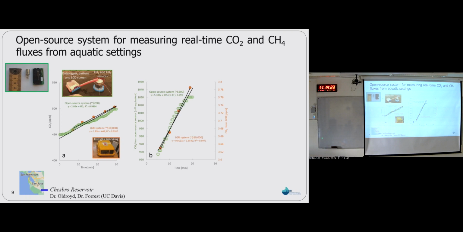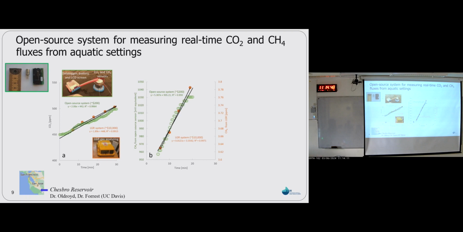You put a chamber on the soil or on the water body, and what is being emitted from the surface is being accumulated in that chamber. You are measuring what is happening in the chamber, and from the increase in, for example, CO2, you can calculate the flux. Now, the way to measure what is happening in the chamber usually is by taking samples to a gas analyzer or to a GC in the lab.